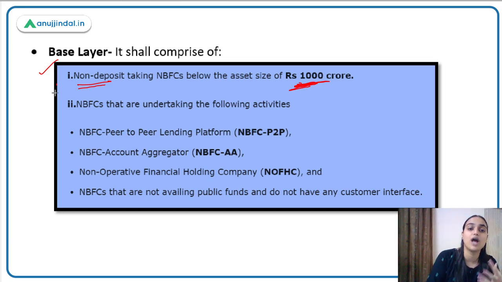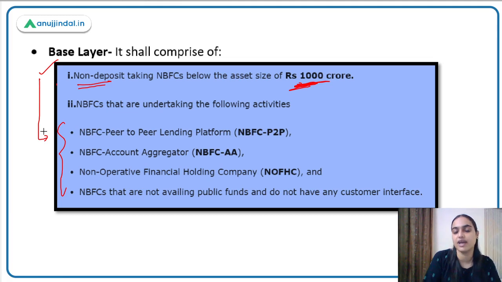Then there are more other types of NBFCs which are involved in different activities. We have the peer-to-peer lending platform NBFCs, account aggregator NBFCs, finance holding company NBFCs. Then there are certain NBFCs that are providing various financial services but are not availing public funds and are not into any customer interface. So all these types of NBFCs will also be part of the base layer, okay. So kuch categories hai un NBFCs ki jo base layer mein cover hongi.